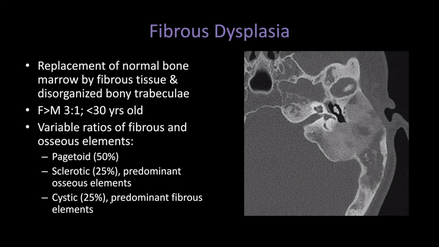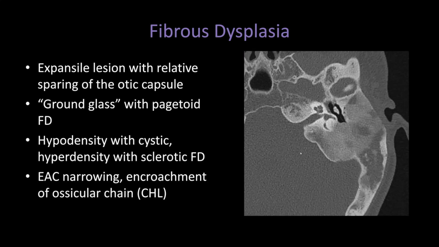And then you can have the cystic type, where you have predominant fibrous elements, and you're going to see lucency. And you can see there's this lucency back here with this lesion. So on imaging, we're going to see this expansile lesion with relative sparing of the otic capsule, which you can see here. Again, that ground glass density is very characteristic for the pagetoid type. And then you can have the sclerotic foci for the sclerotic type, lucent foci for the cystic type. And because it's an expansile process, they can narrow the EAC. They can also encroach on the ossicular chain and cause conductive hearing loss that way.